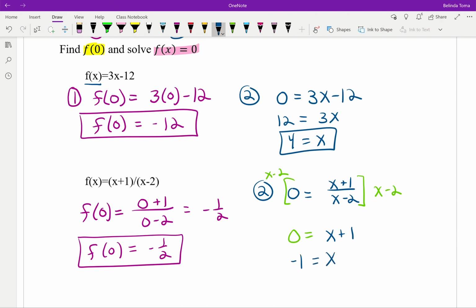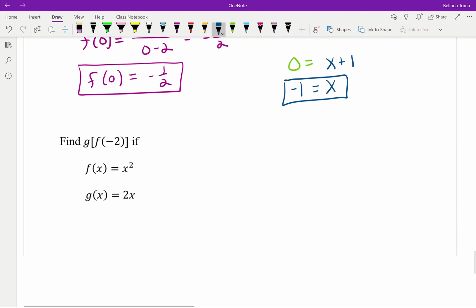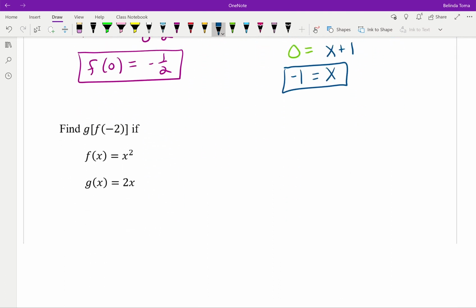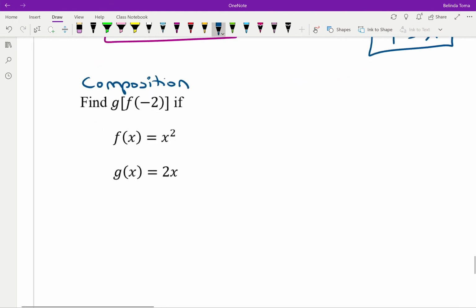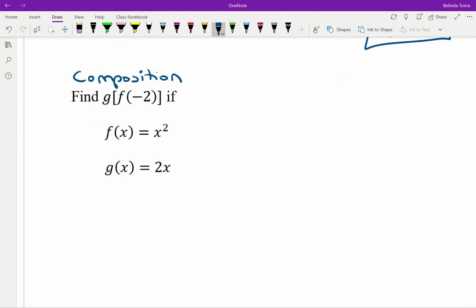And that should make sense because we're looking for what makes it 0 in the numerator. Now again, we want to make sure that doesn't make it 0 in the denominator, and you can see that it does not. All right, so our last type of question is called composition. We will be doing more of this when we get to the Green Book, but this is our introduction. And sometimes this is referred to as nesting functions.